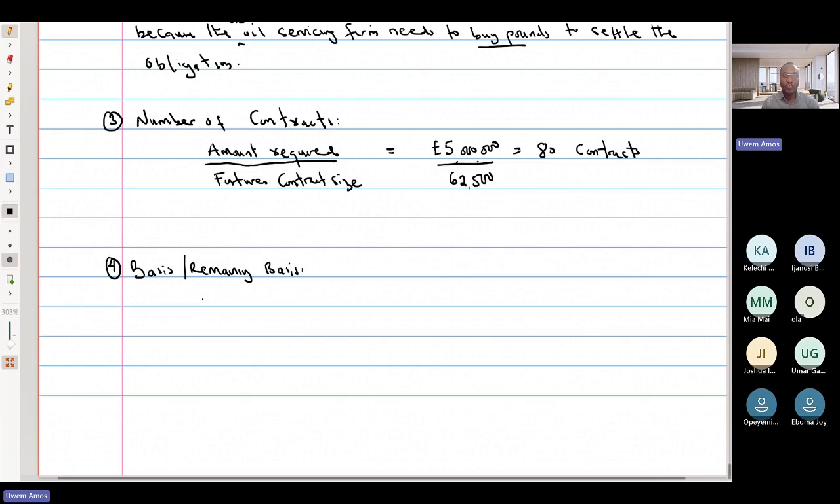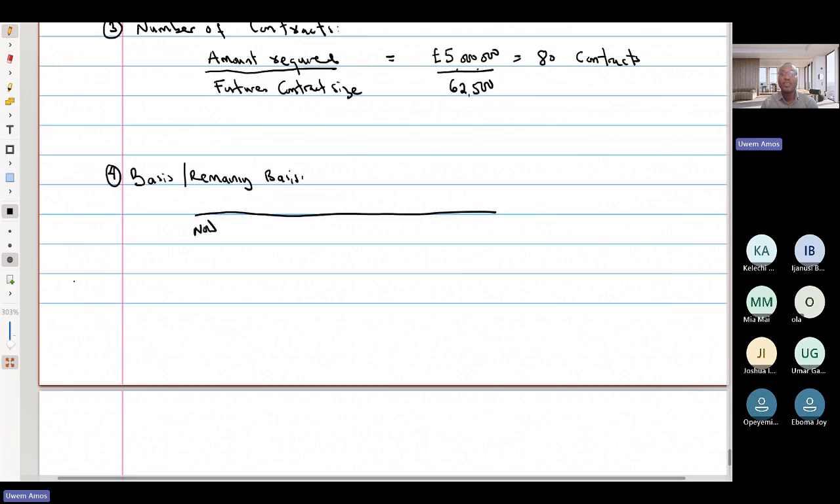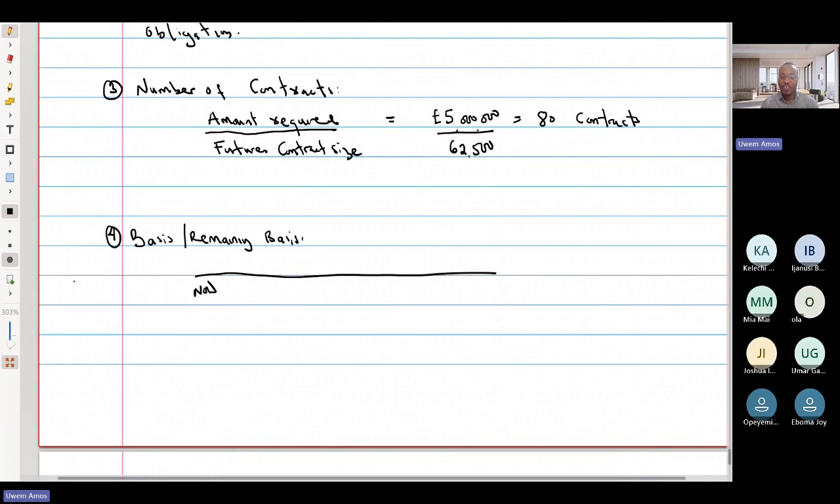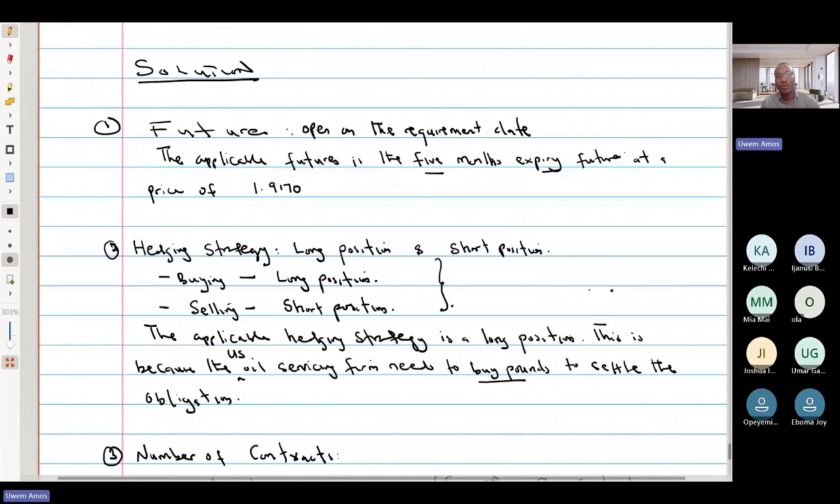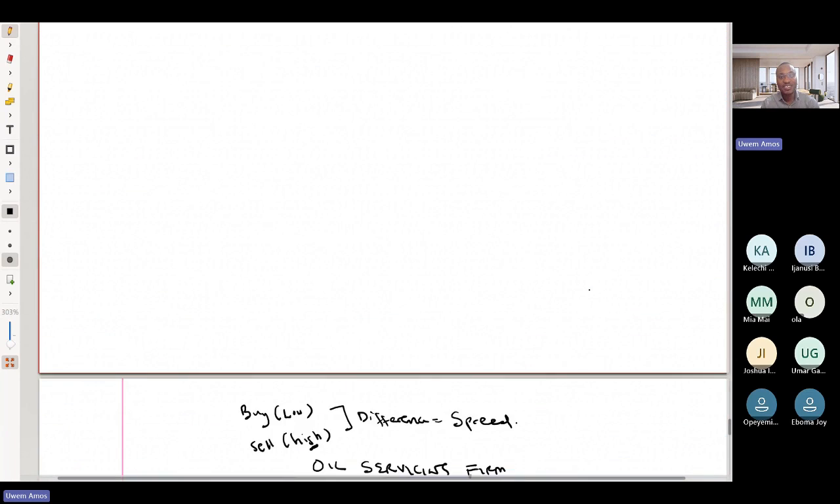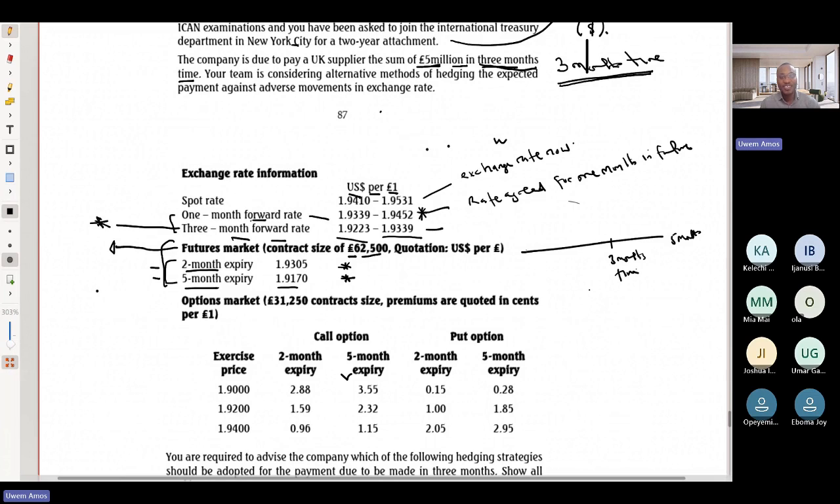Okay, so let's assume that we find ourselves here as now. So this is where we are now. We're trying to hedge against adverse movement in the exchange rate, and we buy a futures that is expiring when? In how many months' time? In 5 months. Yeah, no, the futures we buy, not when we need to pay. The market does not have a 3-month futures. The market has a 2-month and a 5-month futures.